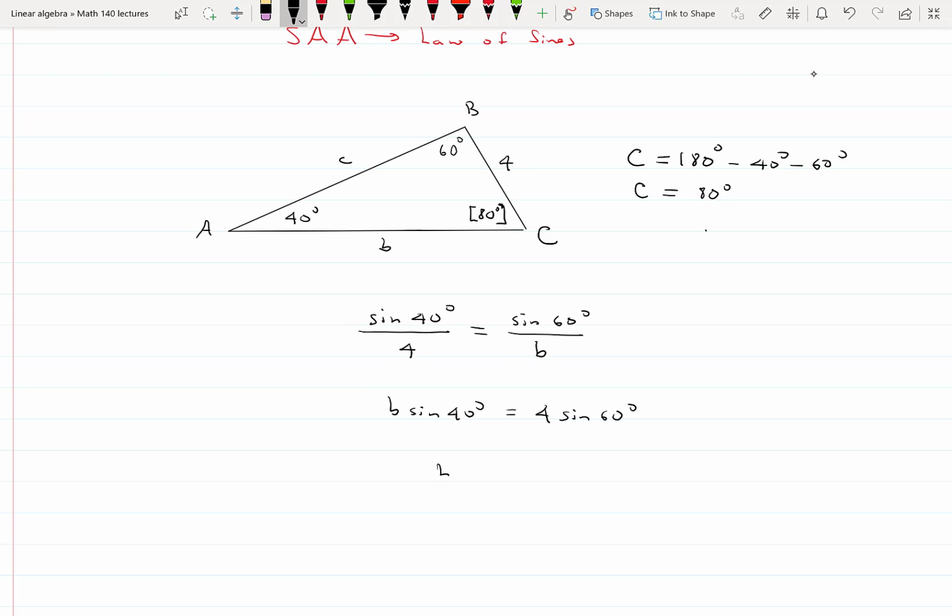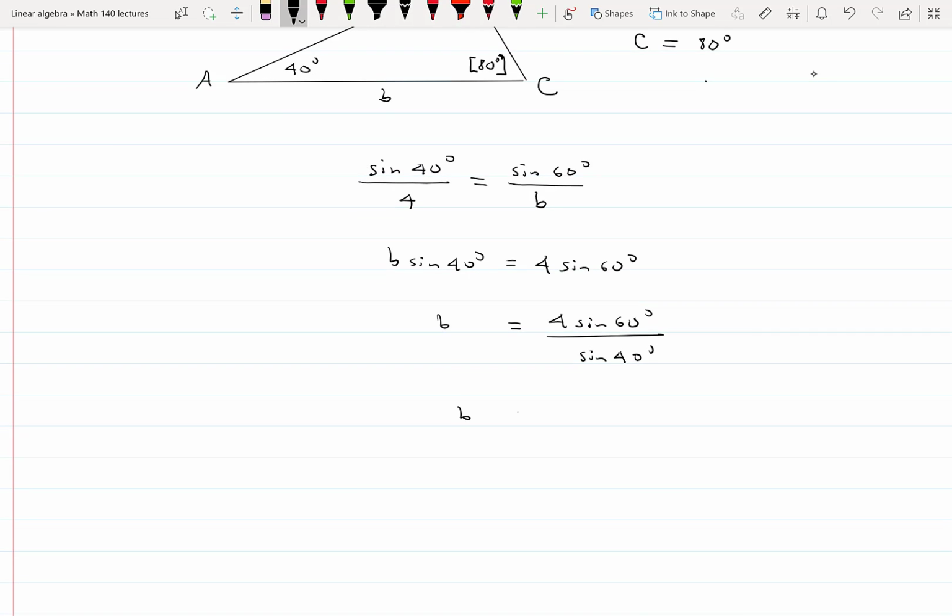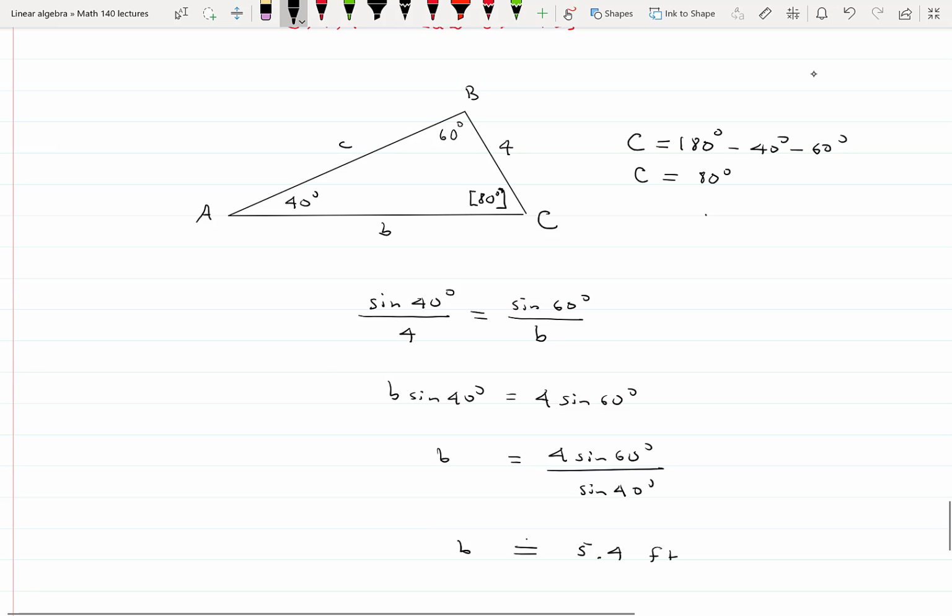If you divide both sides by the sine of 40 degrees, you get 4 times the sine of 60 over the sine of 40. And for the rest, you just put it into your calculator. B is then approximately equal to, and I rounded to one decimal place, B is about 5.4. Let's say feet. So I'll put that in. 5.4. Okay, so there's only one thing left.